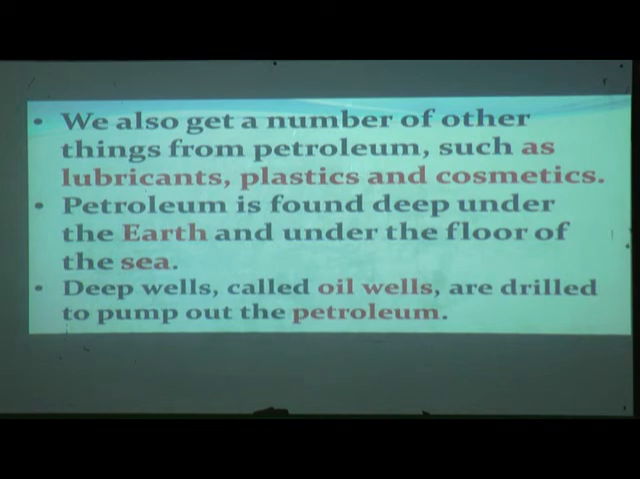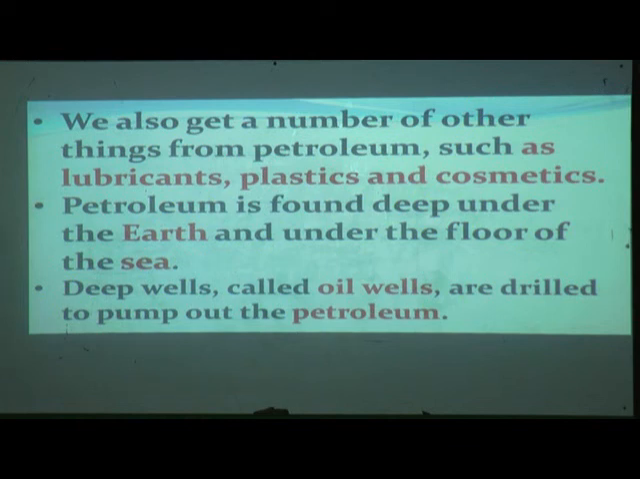From petroleum we get so many things, like lubricants, plastics and cosmetics. Plastic things are made from it. So to make lubricants, petroleum is used, and cosmetics, what we use to make up ourselves, powder, and so many things. To beautify ourselves, we use some types of products, and petroleum is used to make these products.